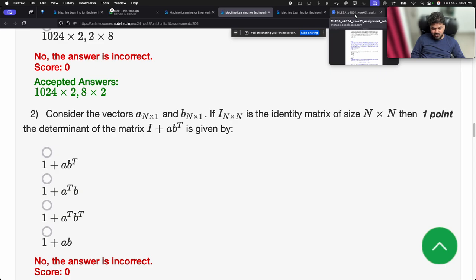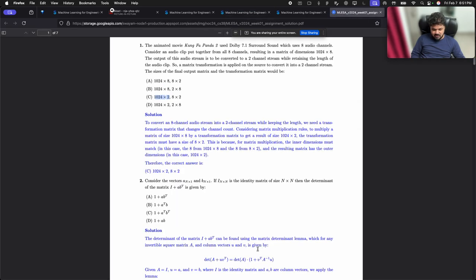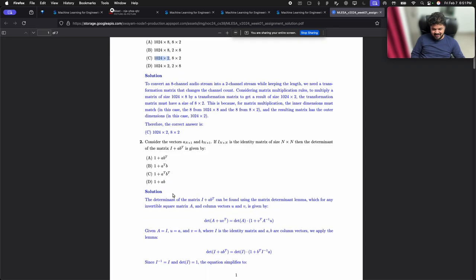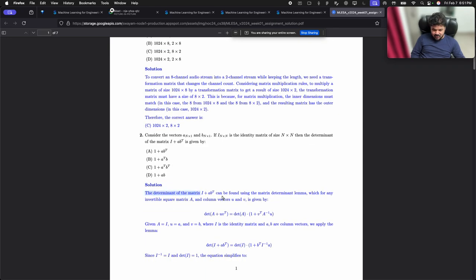So if you guys know, can anyone tell me what? Okay, just leave it. I will tell it. So the determinant of this matrix can be found using the matrix determinant lemma. This lemma is something like this. For any invertible square matrix and column vectors, it is given by this. If you transform this, you ultimately get the determinant of A plus 1 plus B transpose.